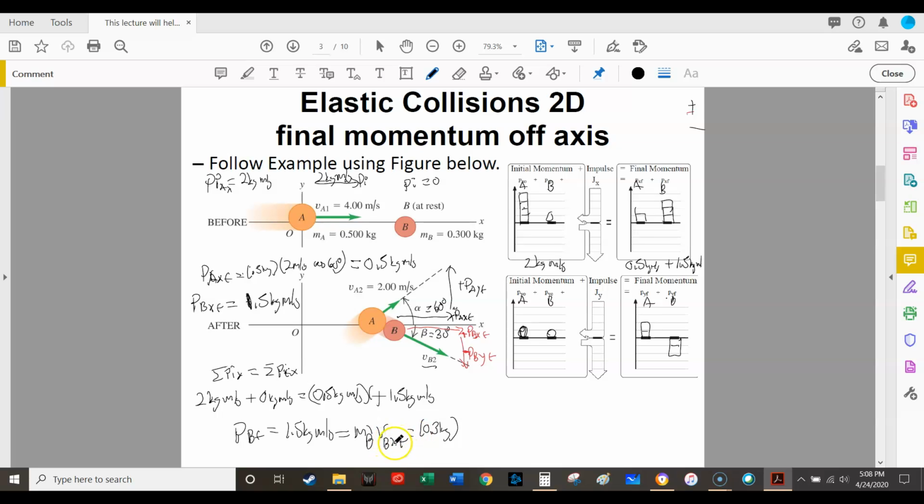And VBXF is going to be its velocity, VB, that's velocity V final, and I said the angle was cosine of 30 degrees, right? So what we could do is take 1.5 kilogram meters per second, divide that by 0.3 kilograms and cosine of 30 degrees, and now we have the velocity of VB final.